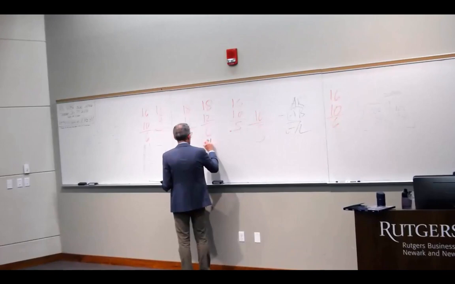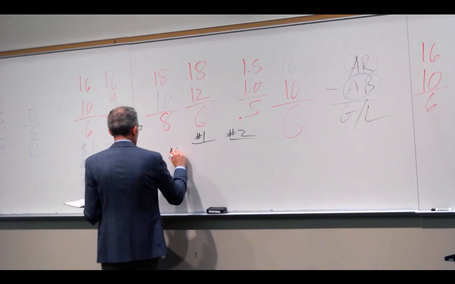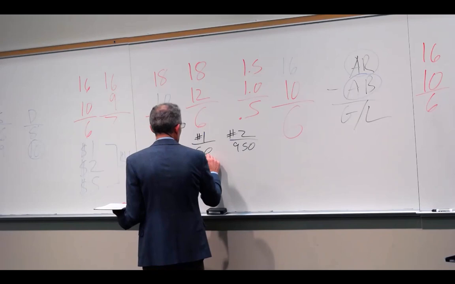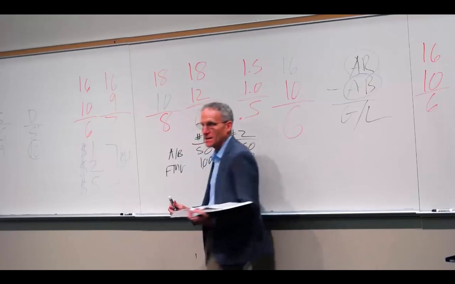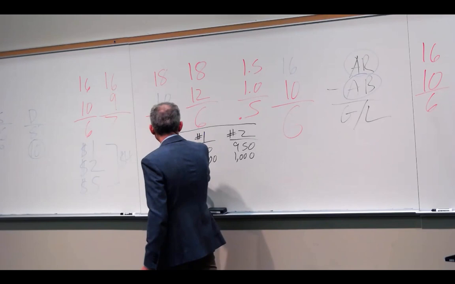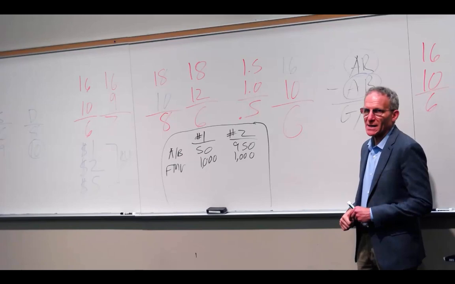Block one, block two. The adjusted basis for block one is $50,000. The second block is $950,000. The fair market value of both is $1,000, or $1 million, depending on how many zeros you want to add. That's the fact pattern. All right? And the question is, given that you have two blocks, block one and block two, would you instruct your client to give block one or block two? Okay, everyone understand?